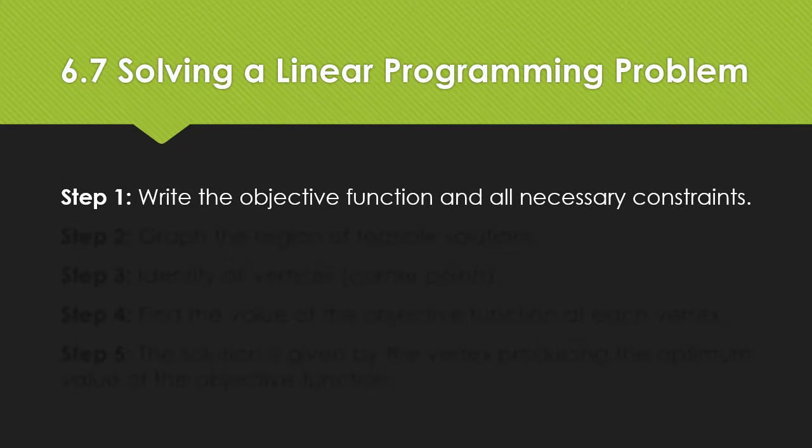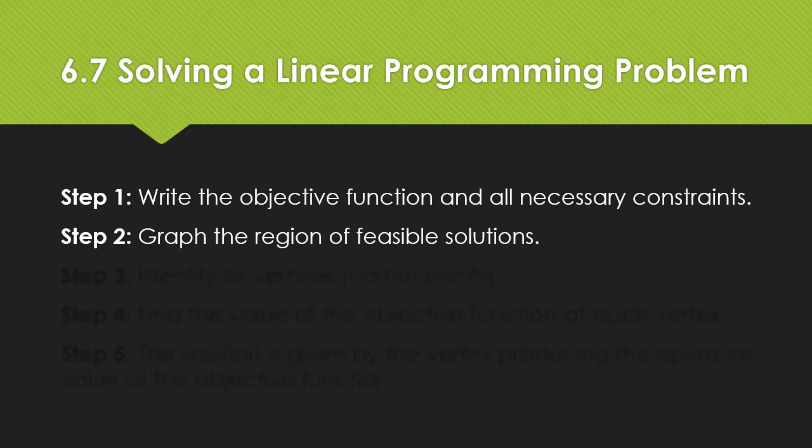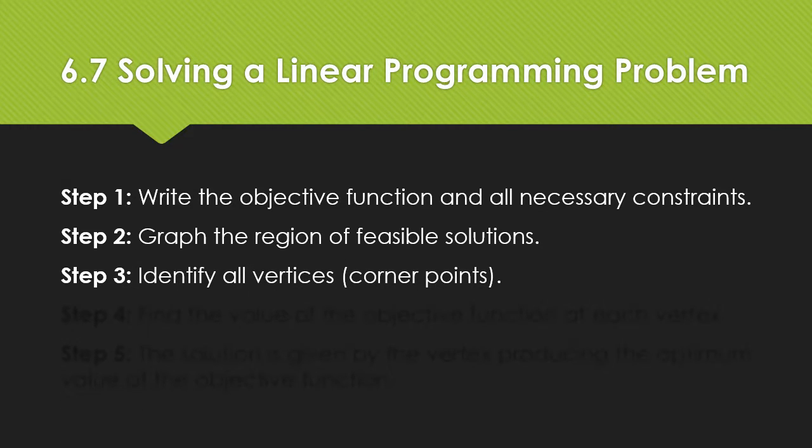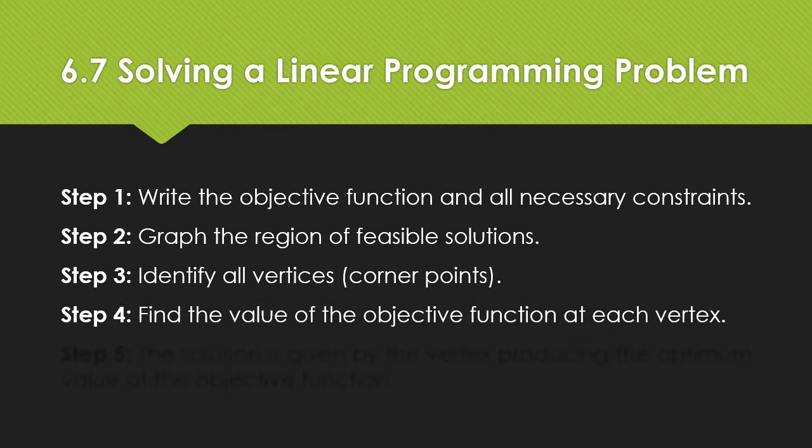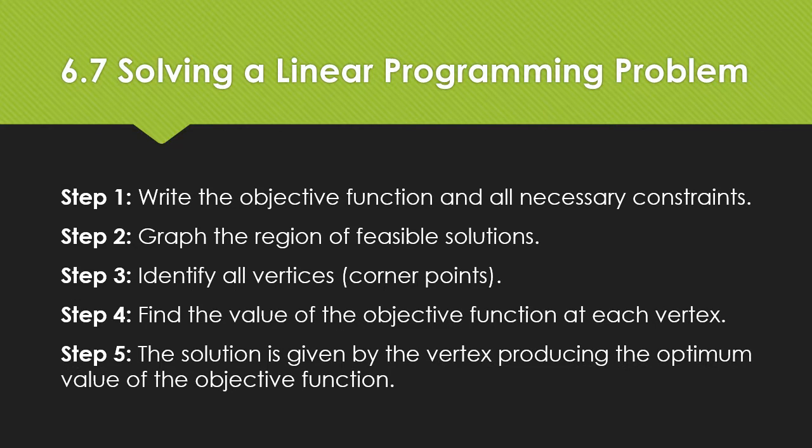Steps. Step 1, write the objective function and all the constraints. Step 2, graph the constraints. Those are going to be the inequalities. Graph those first and get the region where they overlap. Step 3, identify all vertices or corner points, and you may need to find where the different lines intersect to do that. Step 4, find the value of the objective function at each vertex. Do the chart like I just showed you. And then step 5, the solution is given by the vertex producing the optimum value. It could be a maximum or a minimum of the objective function.